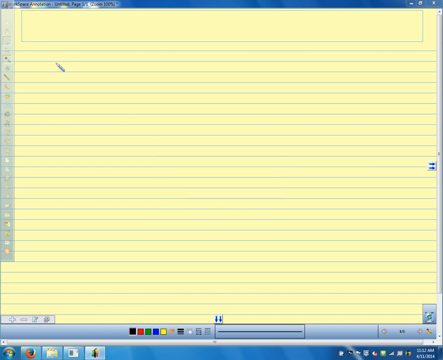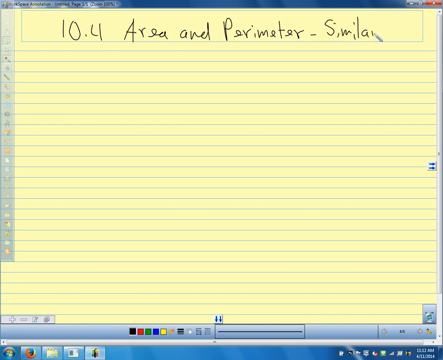So we're in section 10.4 today, and we're talking about area and perimeter with similar figures.